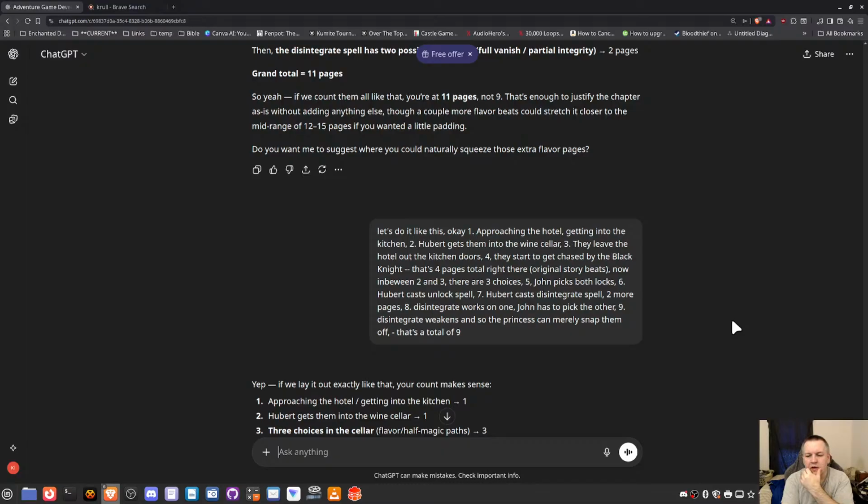Okay. So he picks both locks, right? And then she's free, okay? Here he casts the unlock spell. Here he casts the disintegrate spell. 2 more pages, right? Disintegrate works on one, John has to pick the other. Disintegrate weakens, so the princess can really snap them. That's a total of 9. Okay.